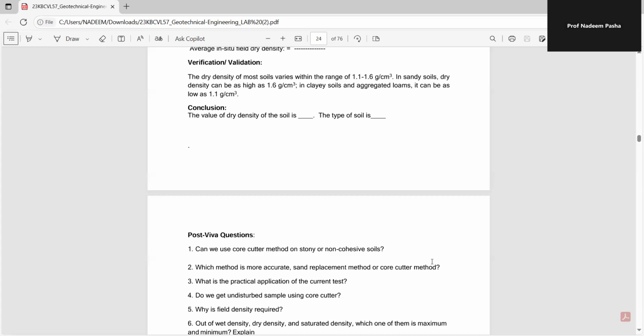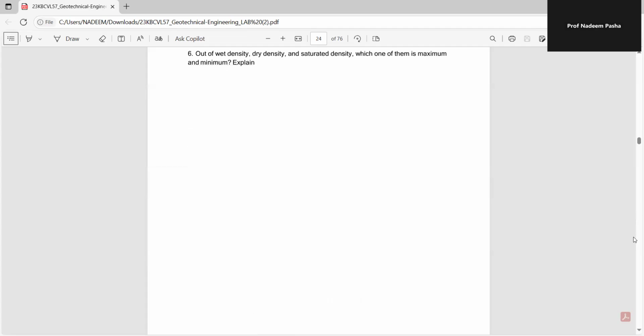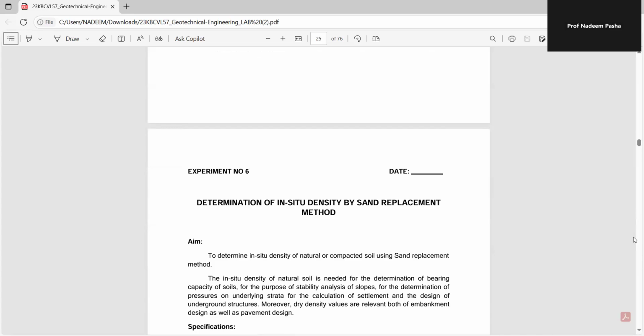Do we get an undisturbed sample using the core cutter? No. Only disturbed samples are collected using the core cutter. Why is field density required? Field density is required because it is a very important parameter in order to know the wet density and degree of saturation. Out of wet density, dry density, saturation, which is the maximum and minimum? So this is again a difficult question. It may be a maximum or minimum depending upon the values. So the next experiment is determination of in-situ density of soil by sand replacement method.